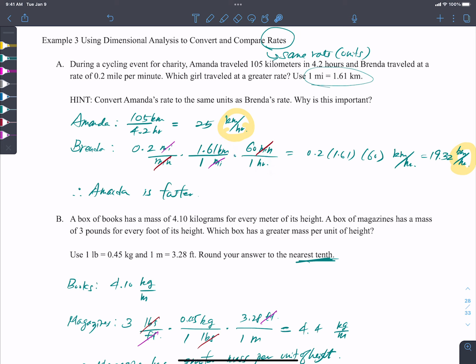Now all we got to do is multiply the numbers that are remaining here. Right? That gives you 0.2 times 1.61 times 60. Put that in a calculator, which will yield 19.32 kilometers per hour. When you compare them, Amanda is going 25 kilometers per hour, and Brenda is going 19.32 kilometers per hour. So Amanda is moving faster. Okay.